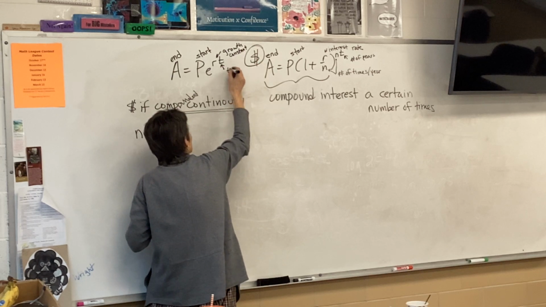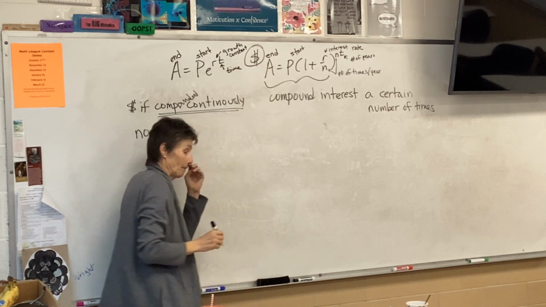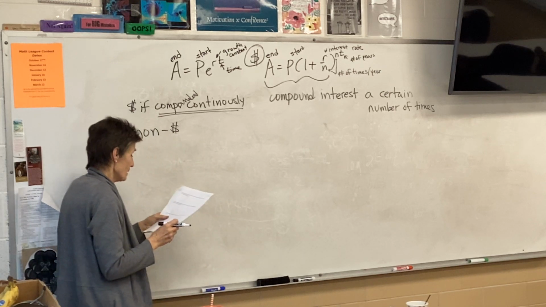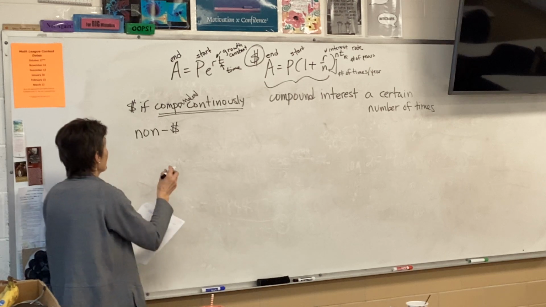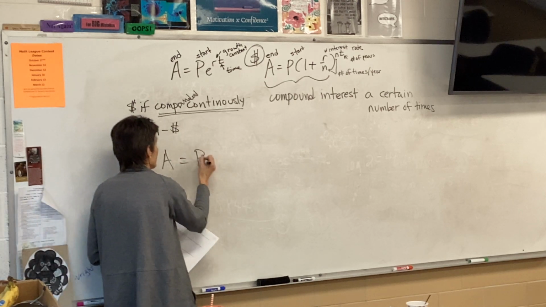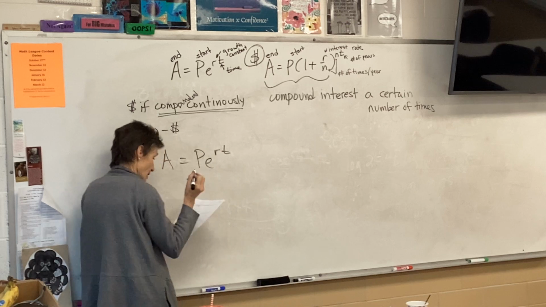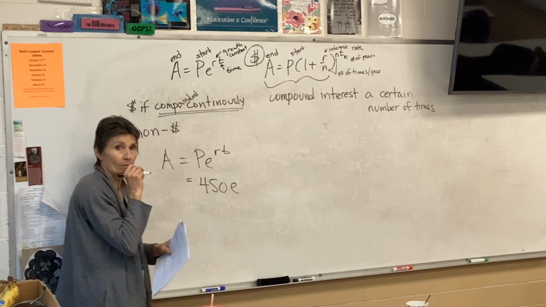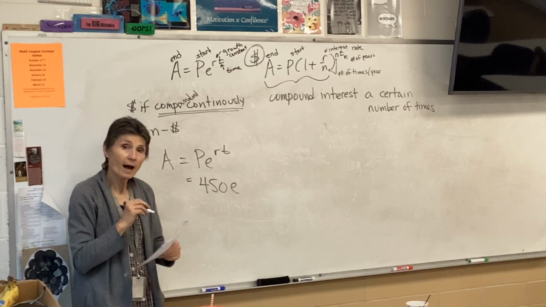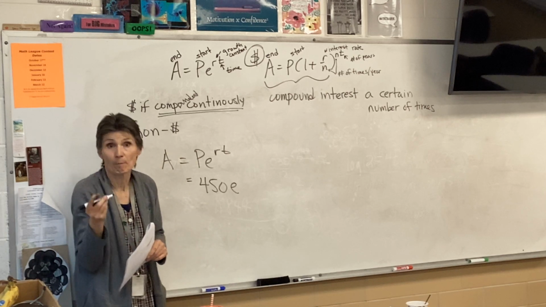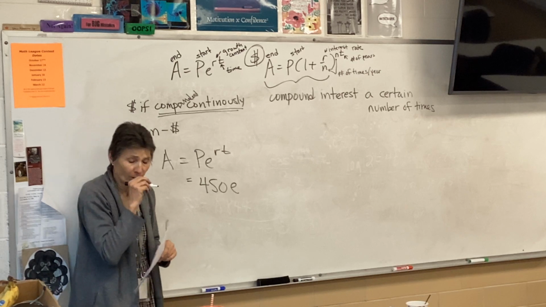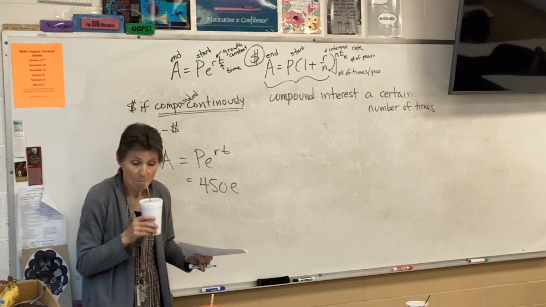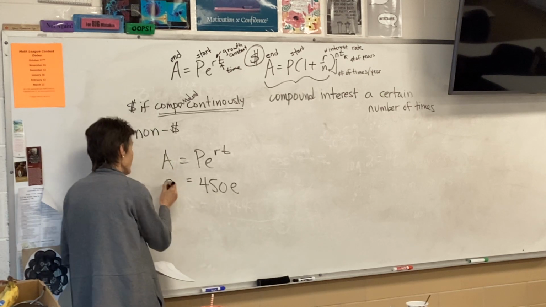And T is the time. So when I look at problem 3, I am starting with 450 geosites. So P is 450. I want this population to double. So if I start with 450, how many am I ending with? 900.